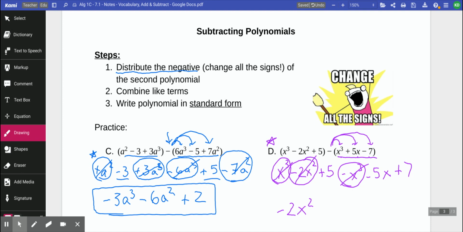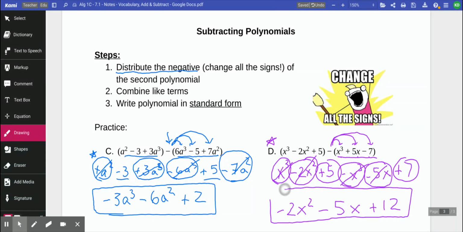Just write it down. Now we're going to go to our x's, right? I see one x, which is negative 5x. That's our 1x term. Okay, and then finally our constants. So then we have 5 plus 7 is 12. And that will leave my answer as a quadratic trinomial in standard form.